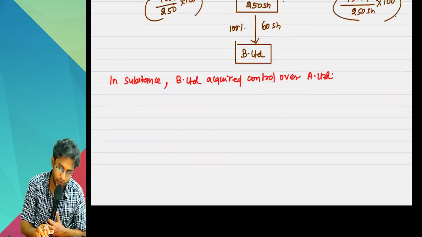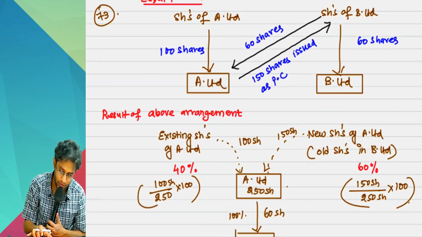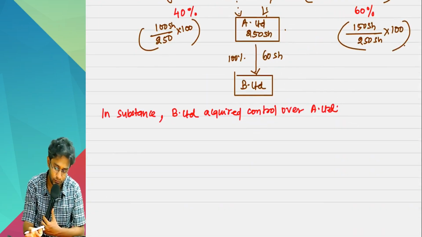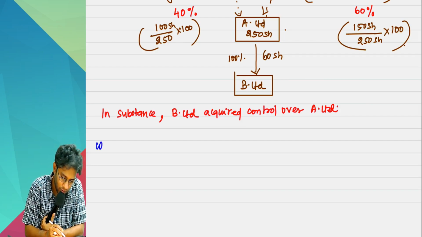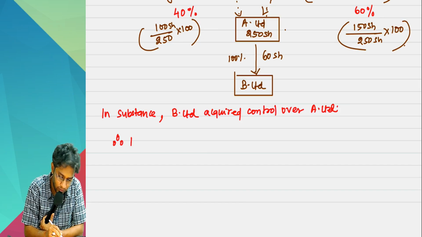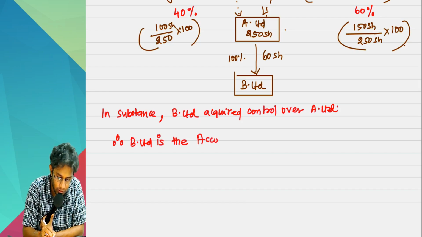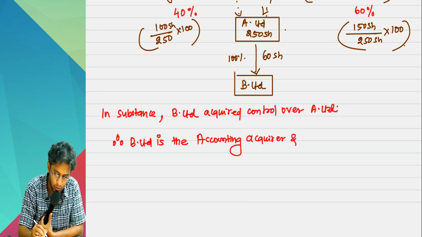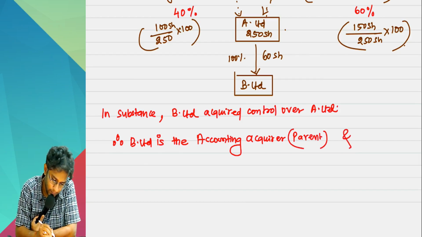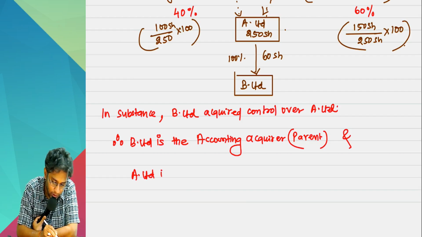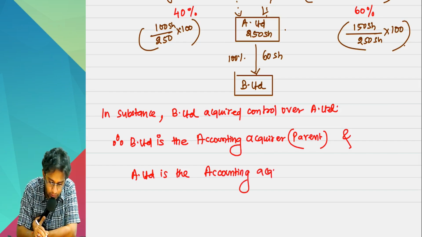Accounting is done in a different way. Means accounting is done considering the real picture. So the conclusion is, therefore, B Limited is the accounting acquirer, accounting parent, and A Limited is the accounting acquiree.